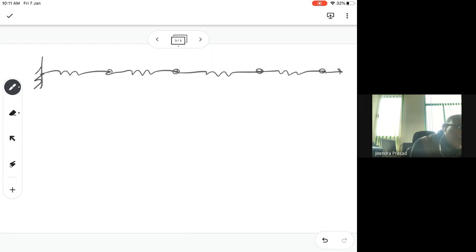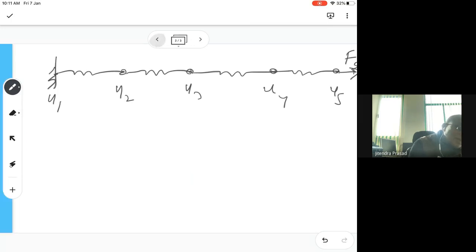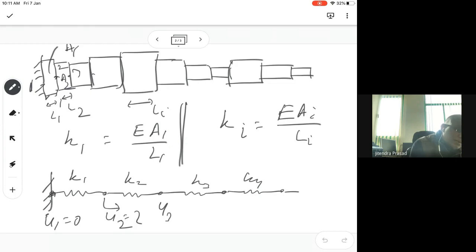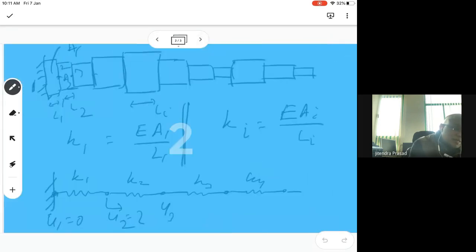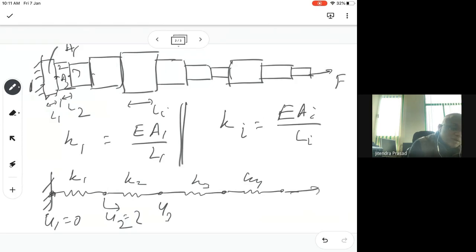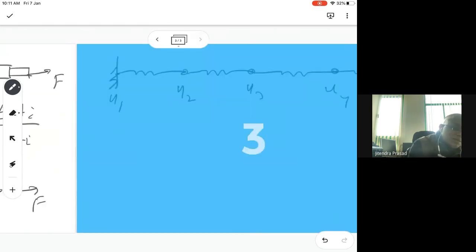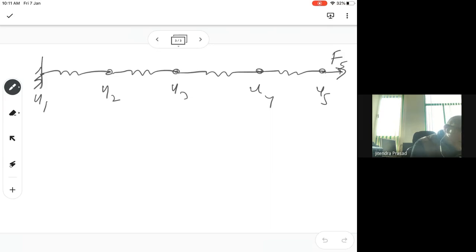For example, we say this is U1, this is U2, U3, U4, U5, and then there will be a force F5, let us say, because at the end we have a force F. So we have the force applied here; we write it as F1, F2 is the force, F3 is the force, F4 is the force, F5 is the force.